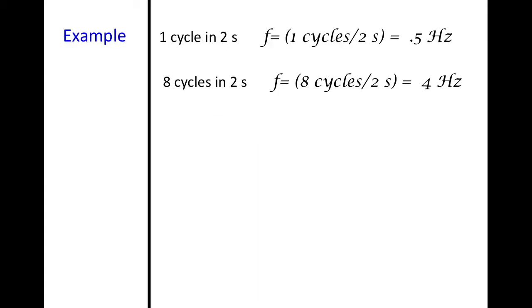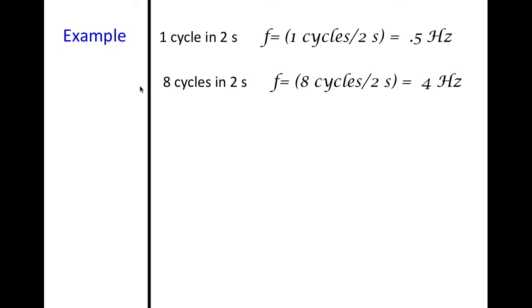Here's an example. If I had 1 cycle in 2 seconds and I want to solve for frequency, remember, frequency is how many cycles in 1 second. All I would need to do is divide how many cycles by how many seconds, and that would give me per seconds. So when I take 1 cycle divided by 2 seconds, I would get 0.5 hertz, which means that I have half of a cycle, half of a motion of a full wave in each second.